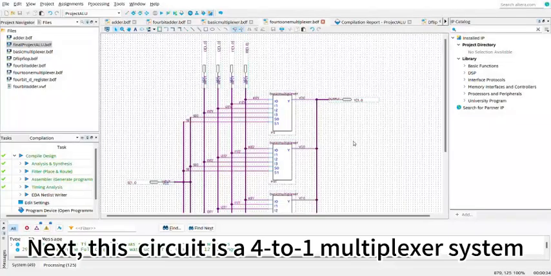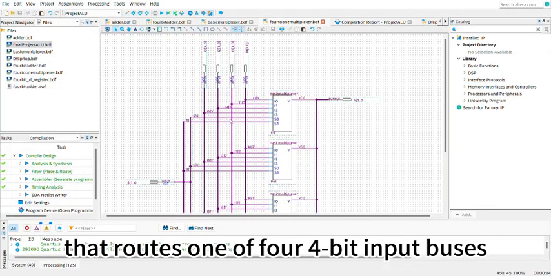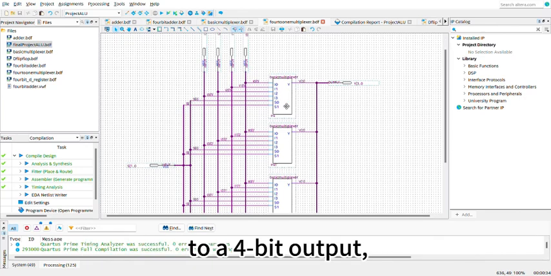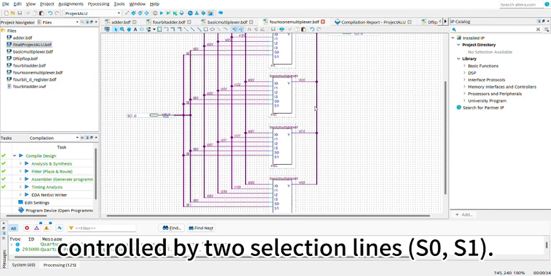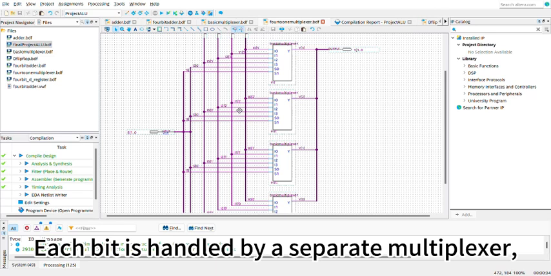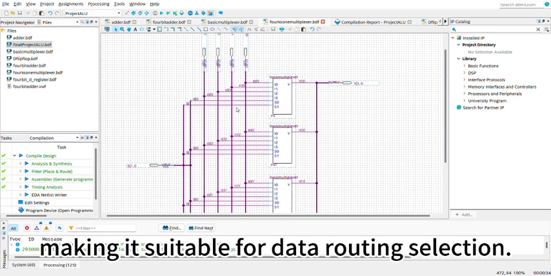Okay, next. This circuit is a 4-to-1 multiplexer system that routes one of four 4-bit inputs to a 4-bit output, controlled by two selection lines, which are S0 and S1. Each bit is handled by a separate multiplexer, making it suitable for data routing and selection.